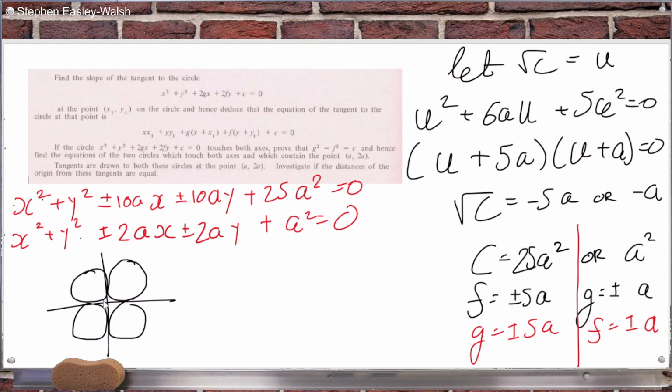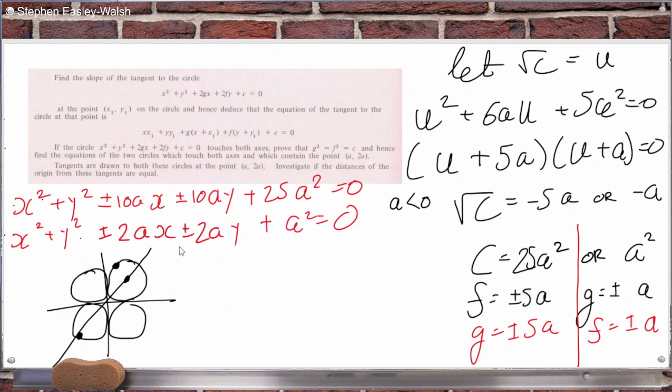And the point A, 2A would be like, could be here, if A is positive. And if A is negative, it'd be here. So actually I only want these two circles. So this one here, yeah, okay. So actually I do have to delete here. Okay, for this to make sense, I need the A to be negative.